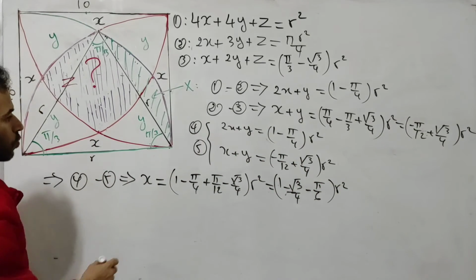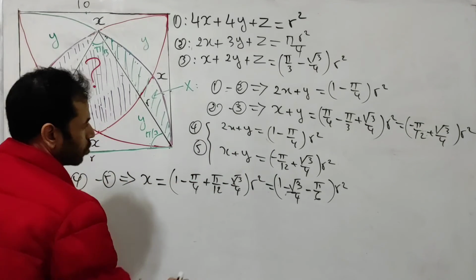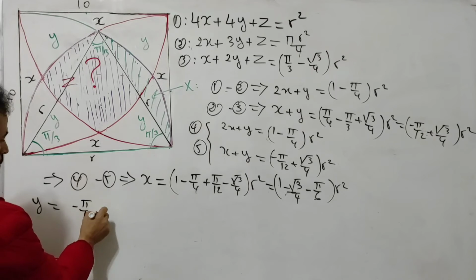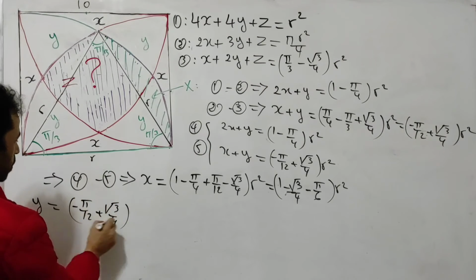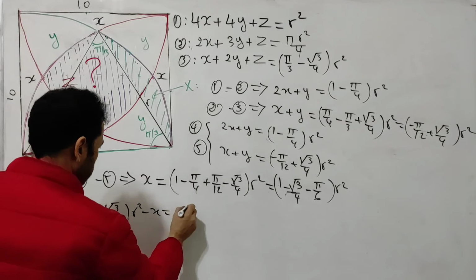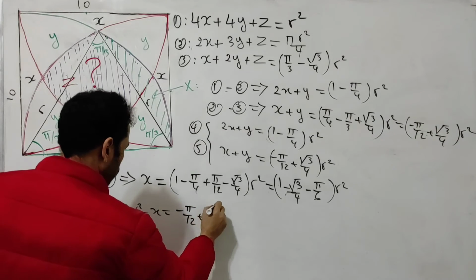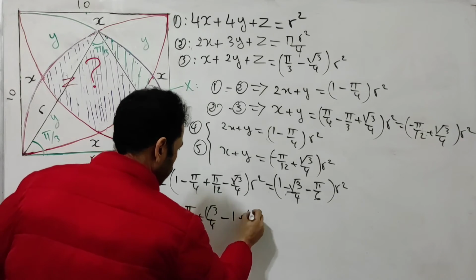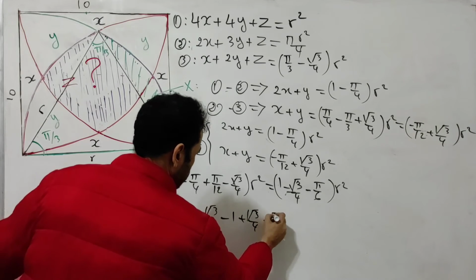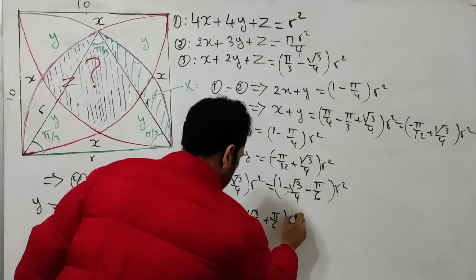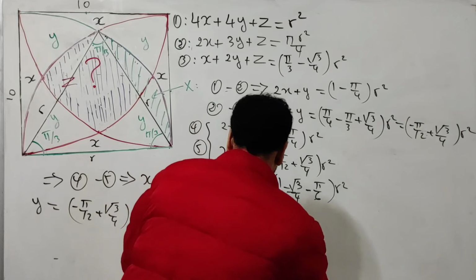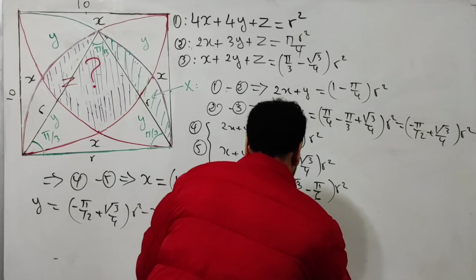This is x. I'm going to look for y. I'm going to move x over to the other side. We'll get this 1 minus x, which is minus pi over 12 plus square root of 3 over 4 is multiplied by r squared minus x, which is minus pi over 12 plus square root of 3 over 4 minus x, minus 1 plus square root of 3 over 4 plus pi over 6. The whole thing is multiplied by r squared. I'm going to simplify this one more. Square root of 3 over 4, which is 2 times square root of 3 over 4, which is square root of 3 over 2 minus 1.